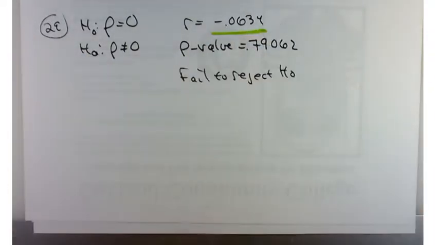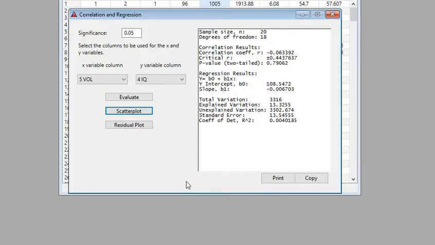Nonetheless, you can still go through the calculations. The calculations say, all right, well, y sub 0 or y hat is, let's see here, we got to come up with this equation of the regression line. Negative 0.0067 x plus 108.54.